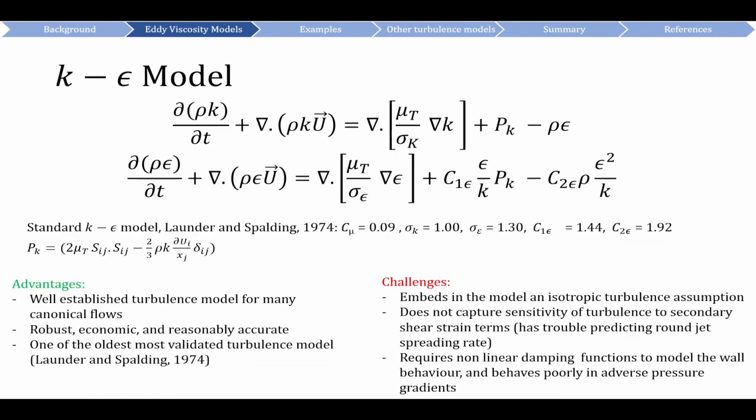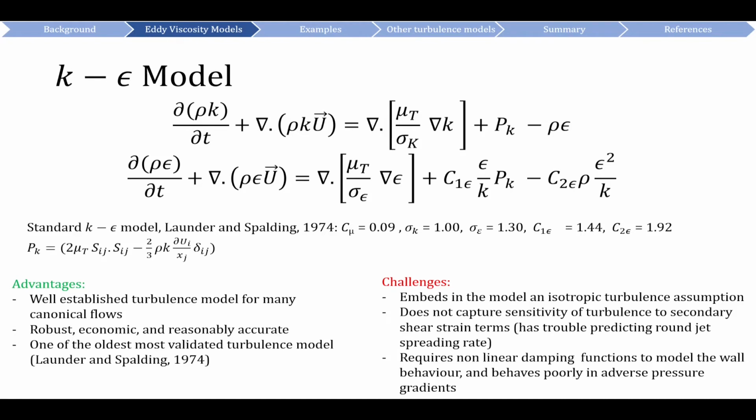So, some problems with the k-epsilon model. This was one of the first turbulence models used in CFD, proposed by Launder and Spalding in 1974. It has many advantages in terms of the fact that it's so well established for many canonical flows, so for any canonical 3D flows. It's very robust, economic, and reasonably accurate, but some challenges have come up over the years.